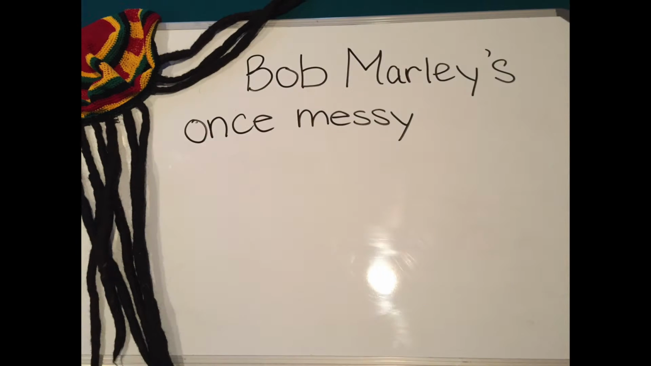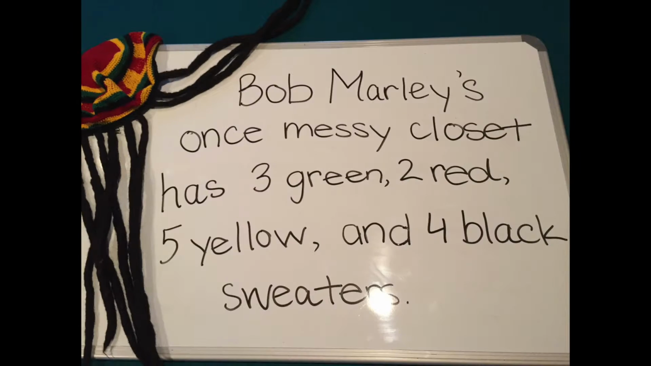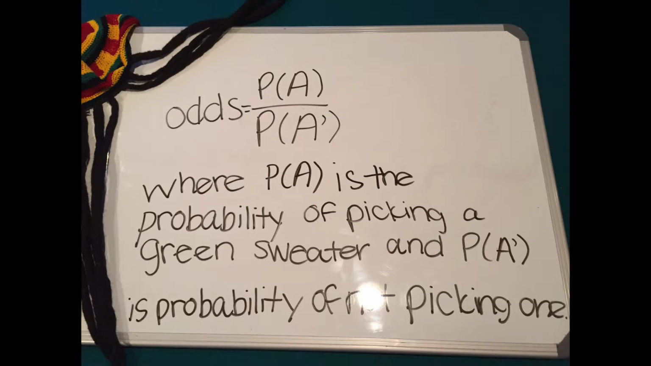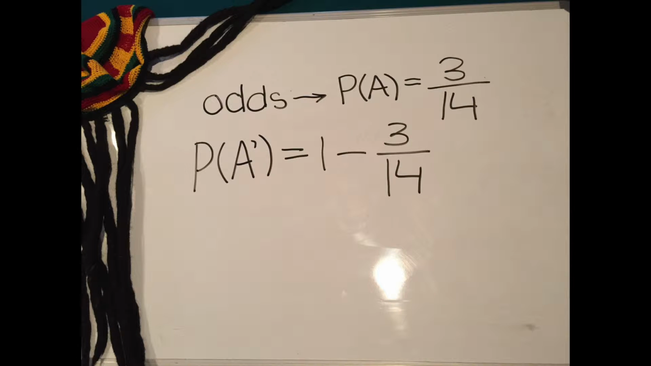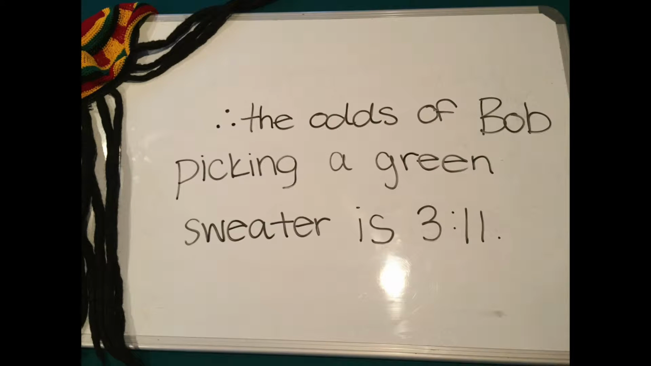Bob Marley's once messy closet had 3 green, 2 red, 5 yellow, and 4 black sweaters. What are the odds he will pick a green sweater? We will be using the odds formula. Therefore, the odds is 3 to 11.